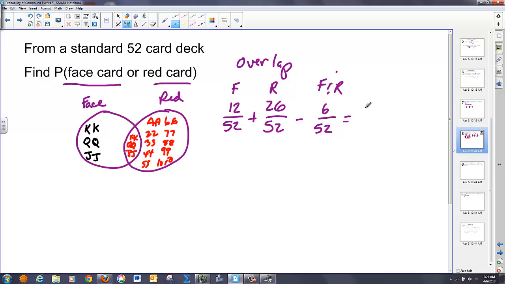So it ends up as 32 over 52, which you can reduce. 4 goes into that. Let's go 16, 26, yeah, 4 goes in 8 times here, and 13 times here. So I get an 8/13 probability of that happening. So that was not mutually exclusive, it was inclusive.